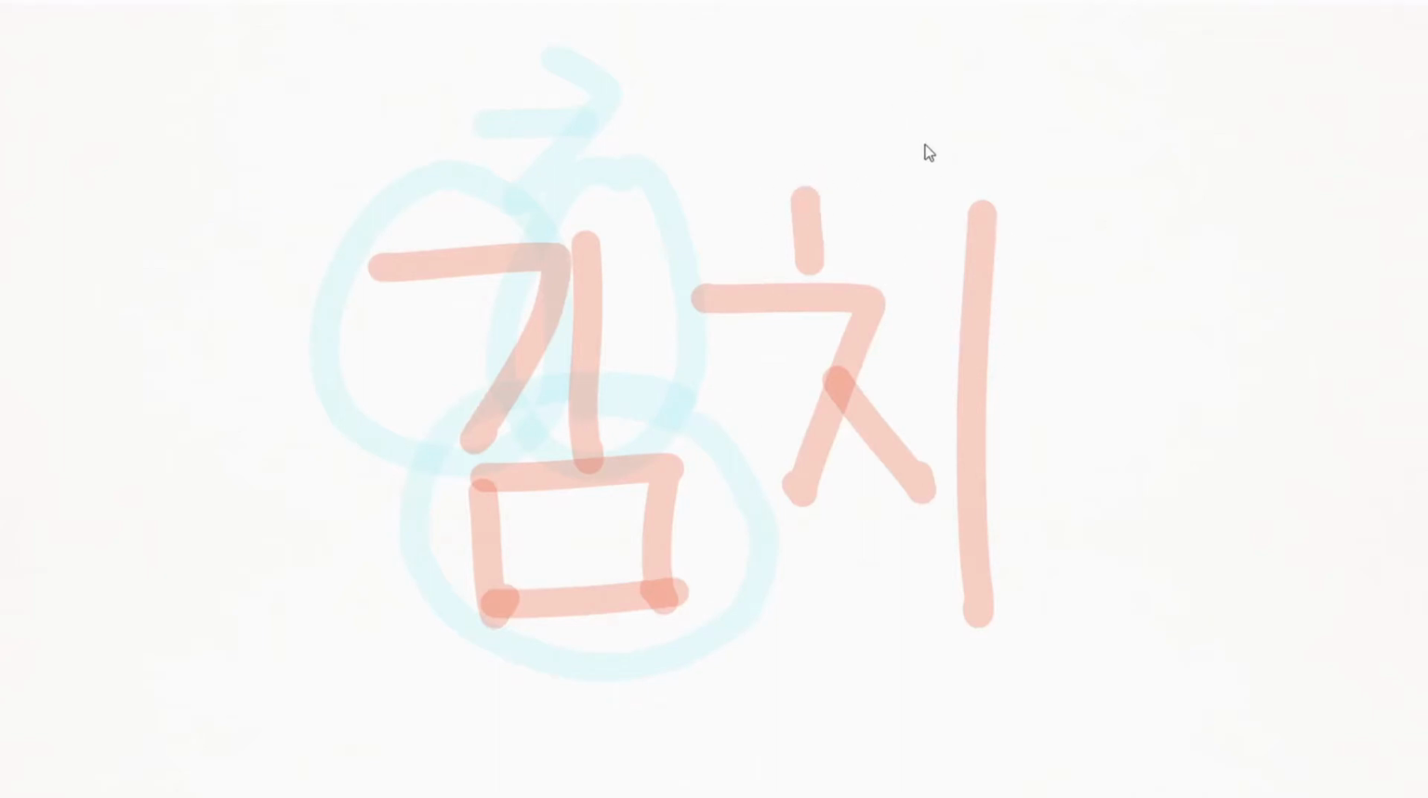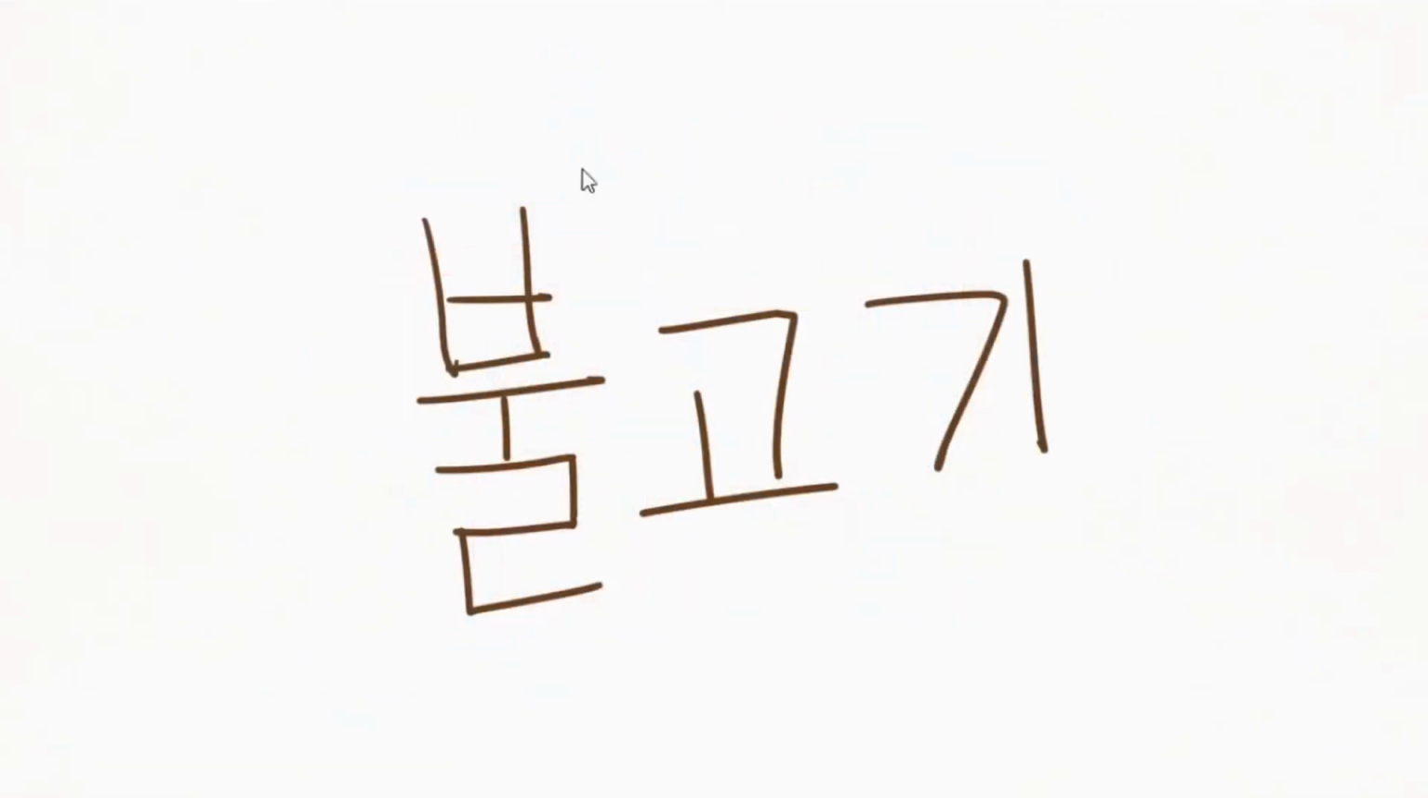Then you'll move on to the next block, which will be chi. So it's first that ch sound, followed by the E vowel. And you're done. That's kimchi. Now with bulgogi, same thing. You'll start with the B or P sound, follow that with the U, and then lastly you'll add the L or R sound in the bachim.